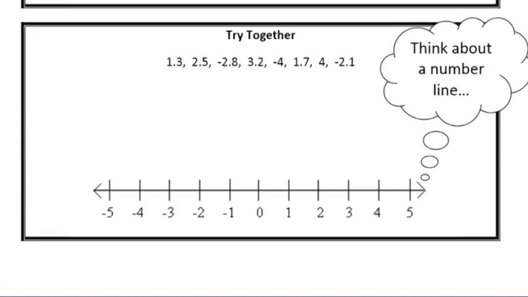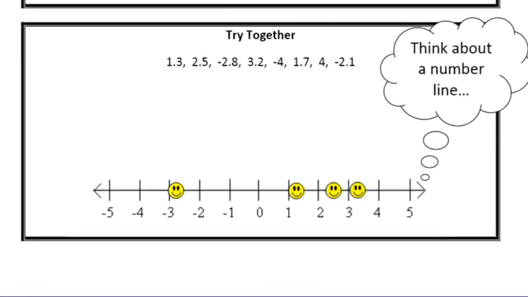You will be seeing decimals, so keep in mind those decimals. You will eventually be seeing negatives as well. 1.3, when we think decimals, we have to think what values does 1.3 live between? It's between 1 and 2, closer to the 1. 2.5 is between 2 and 3, dead center. Negative 2.8, with negatives, less is more. The bigger the digit, the smaller the value. So negative 2.8 is between negative 2 and negative 3, closer to negative 3. 3.2 is between 3 and 4, closer to 3. Negative 4, spot on, right on negative 4.